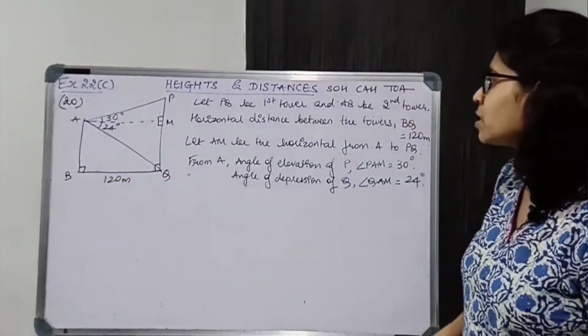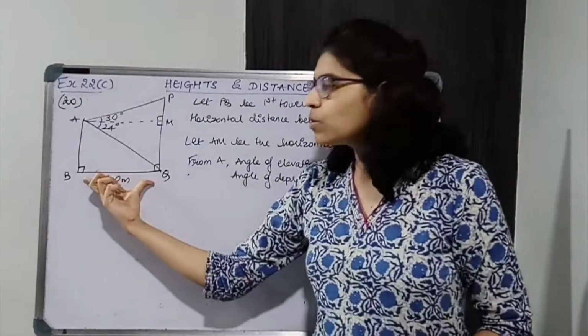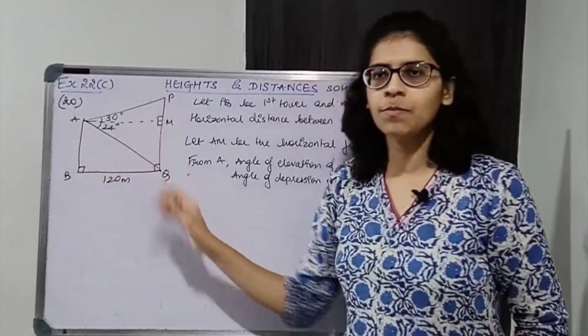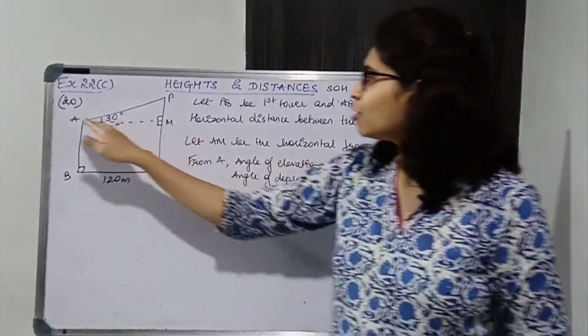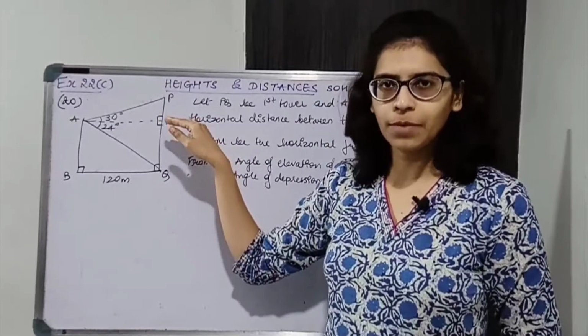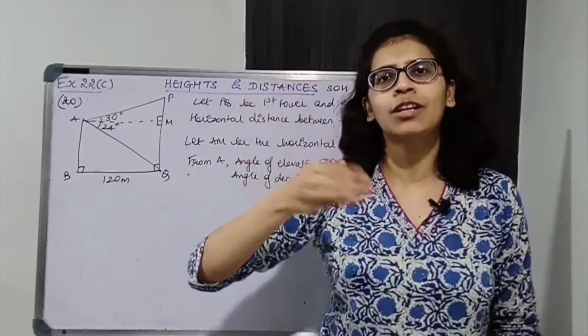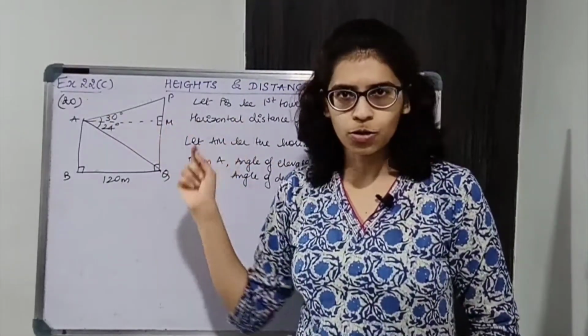Now horizontal distance between the two towers is 120 meters. So BQ is the horizontal distance. This is the horizontal distance between the two towers. Now AM is the horizontal from A to PQ. We are drawing this horizontal from A to PQ. Why? Because we need this horizontal for angle of elevation and angle of depression. So this is the reason we drew this horizontal.